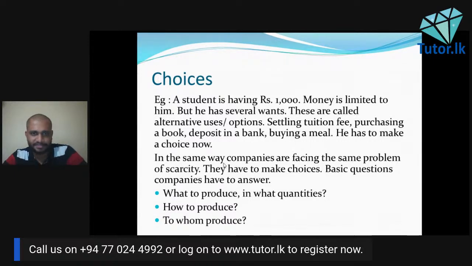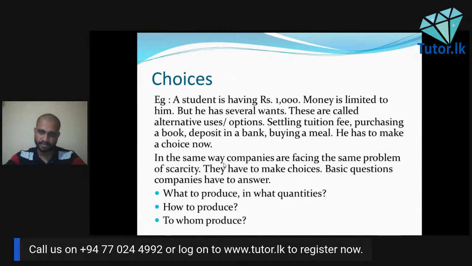That's another option. He can deposit that 1,000 in a bank, or he can buy some meal by using that 1,000. So now let's assume that each will require 900. Can he do all these four? He can't. So now what does he want to do? According to his preference, so that has to be kept in your mind.